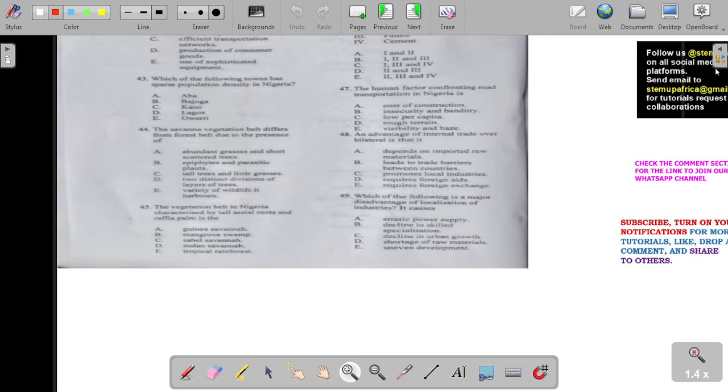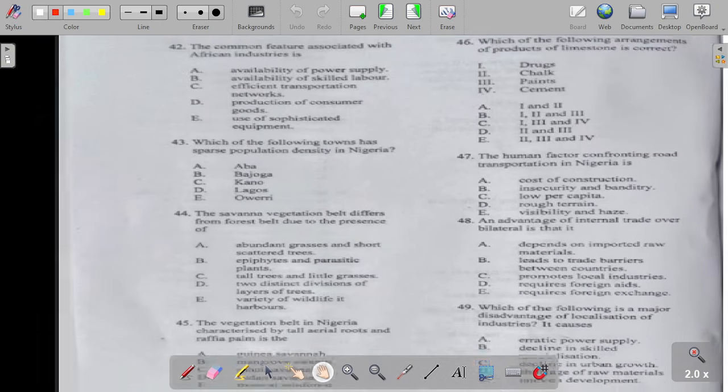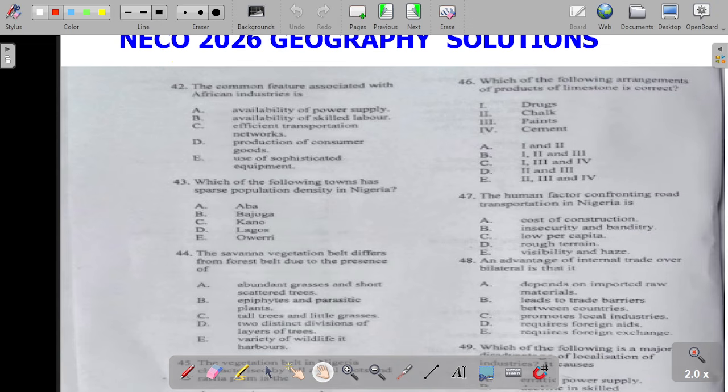And let's go to 42. The common feature associated with African industry is availability of power supply. That is very unlikely. Availability of skilled workers, unlikely. Efficient transportation network, unlikely. Production of consumer goods. That's what African countries produce mostly.